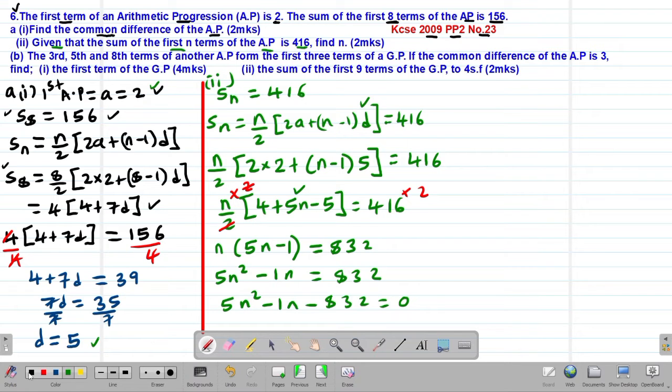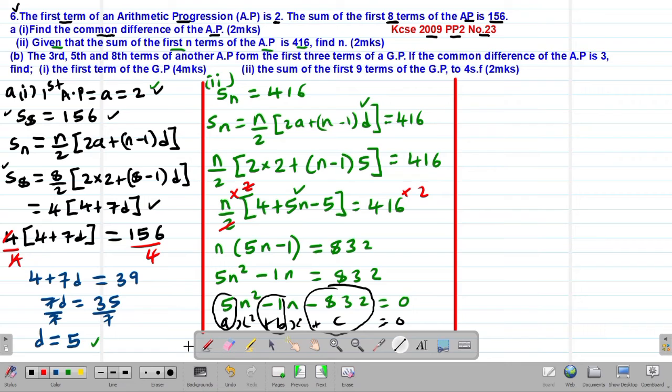Of course, this is a quadratic equation in the form ax squared plus bx plus c equals 0, where the value of a will be 5, the value of b will be -1, and the value of c will be negative 832. Remember, we are required to find the value of n. Therefore, I'll use my quadratic formula to solve for the value of n, so that we are going to get the following.